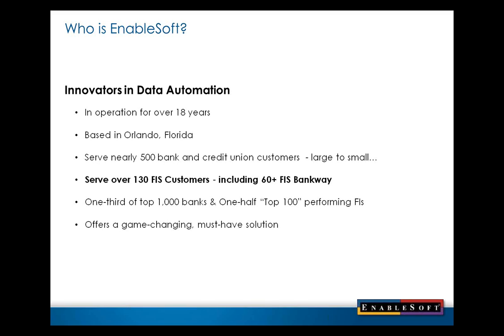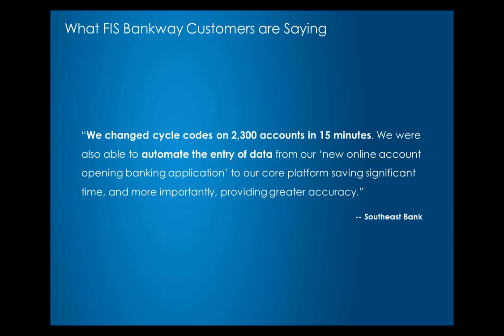We're fortunate to currently serve a little over 130 Fidelity institutions, which includes 60-plus Bankway institutions just like yourself. So the technology obviously works very, very well with the FIS Bankway environment. And today we also serve about half the top 100 performing institutions, and around 35-36% of institutions over $1 billion in size use our solution. But again, we've got organizations that are 150 million in assets, all the way up to the very largest institutions that have deployed Foxtrot and are saving significant time and dollars.